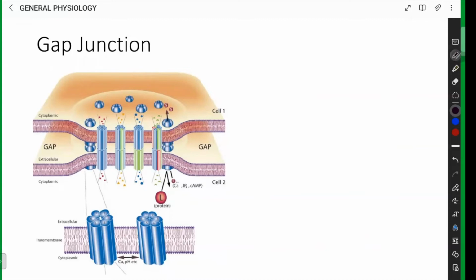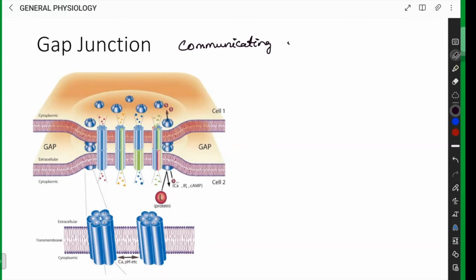What is the gap junction? Always remember, whatever I was talking about till now, all of these are not communicating. They are just present for the integrity of the cell: the tight junction, adherens junction, desmosomes. But the gap junction is a communicating junction.